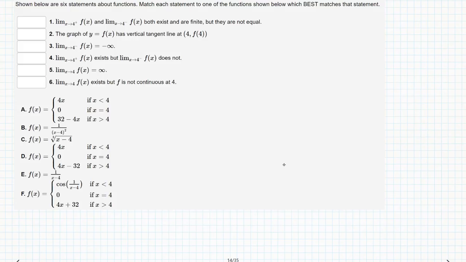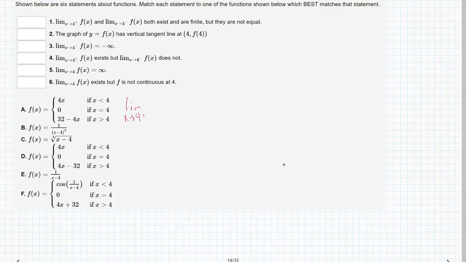So next one, we have shown below 6 statements about functions. Match each statement to one of the following functions shown below, which best matches the statement. Okay. So I see a whole bunch of left and right and all that business. Remember, we can start to sort these out pretty quickly. Some of the information you can get.